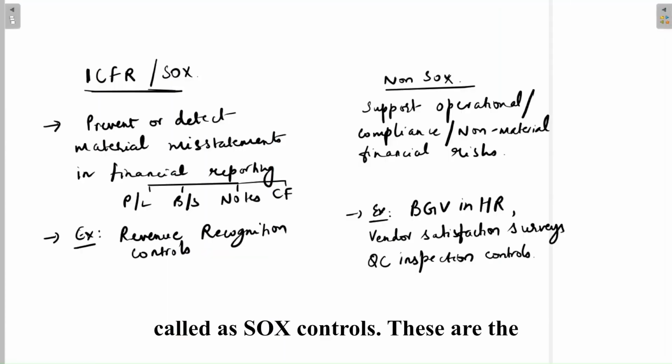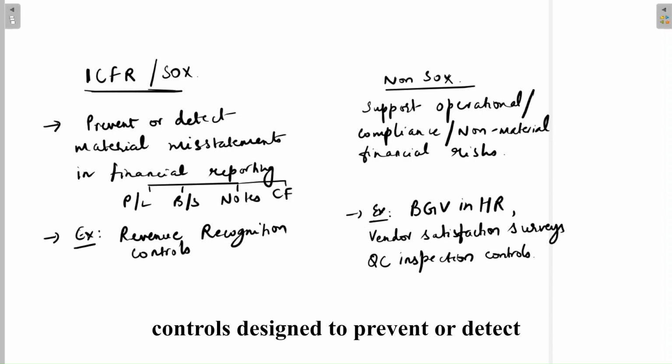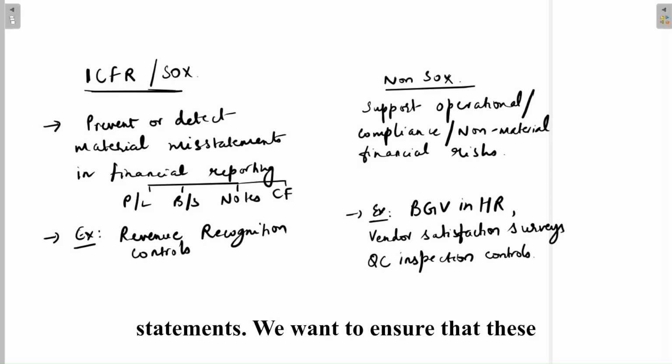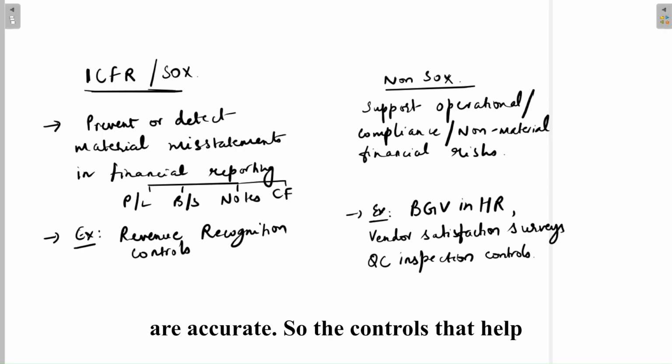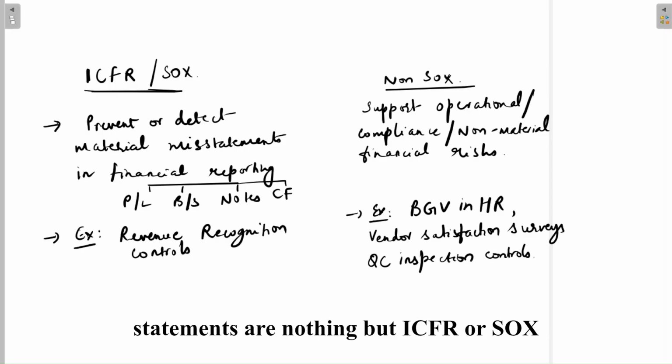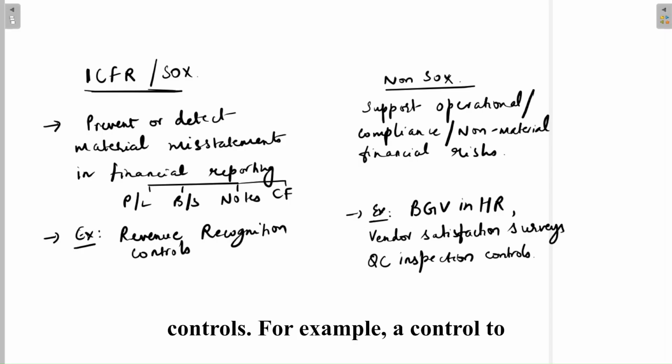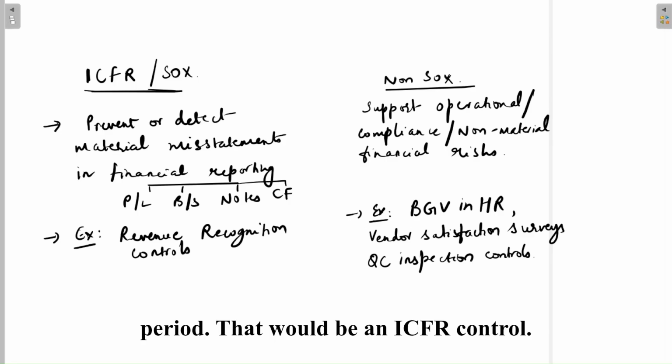controls. These are the controls designed to prevent or detect material misstatements in financial reporting. So if we have financial statements, that is our P&L accounts, balance sheet, notes to accounts, cash flow statements, we want to ensure that these are accurate. So the controls that help to ensure the accuracy of financial statements are nothing but ICFR or SOX controls. For example, a control to ensure that the revenue is recognized correctly, appropriately, in the right period. That would be an ICFR control.